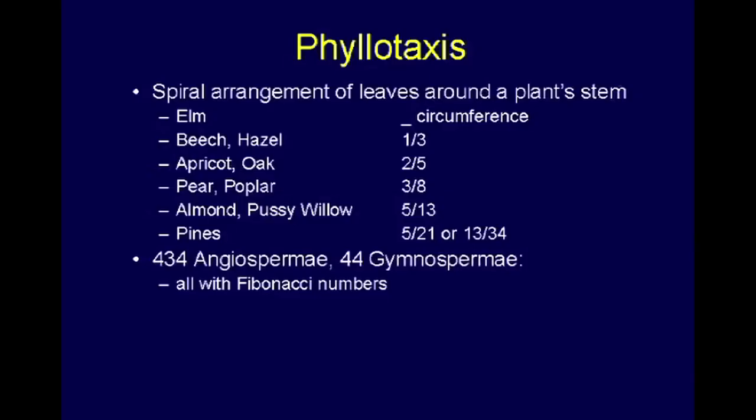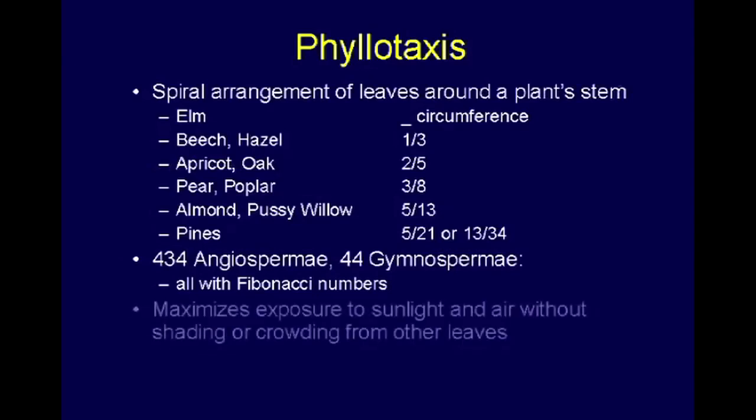Now, first of all, they discovered this, and that was bizarre because you'll never find a number that's not in the Fibonacci sequence, which is weird. Out of 434 angiosperms and 44 gymnosperms, they all have Fibonacci numbers in their design. And scientists have discovered that that maximizes the exposure to sunlight and air without shading or crowding from the other leaves. Depends on the nature of the leaves. So this is a result of very skillful design, but the design is motivated in part by beauty.